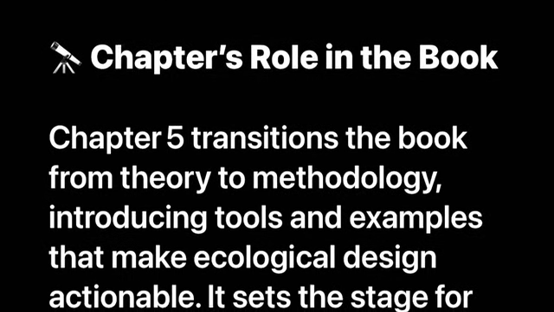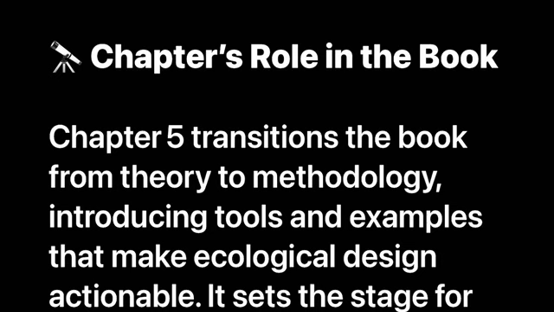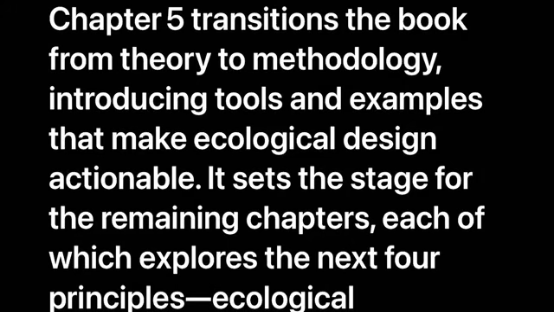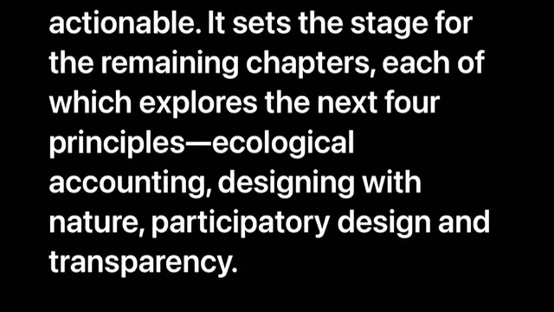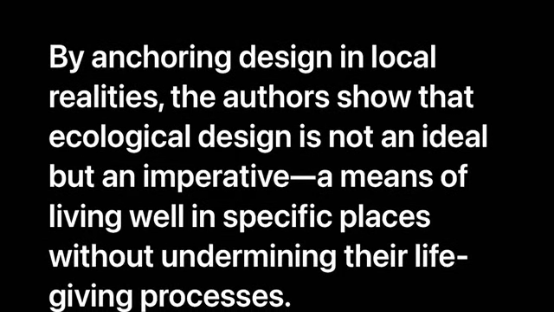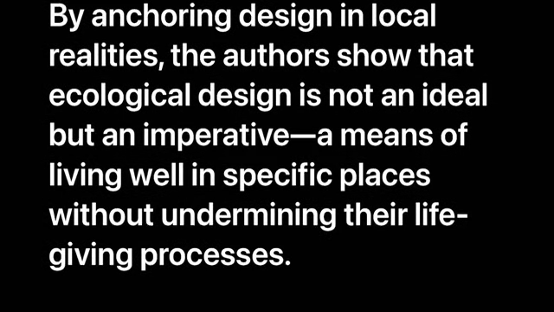Chapter's role in the book. Chapter 5 transitions the book from theory to methodology, introducing tools and examples that make ecological design actionable. It sets the stage for the remaining chapters, each of which explores the next 4 principles: ecological accounting, designing with nature, participatory design, and transparency. By anchoring design in local realities, the authors show that ecological design is not an ideal, but an imperative, a means of living well in specific places without undermining their life-giving processes.